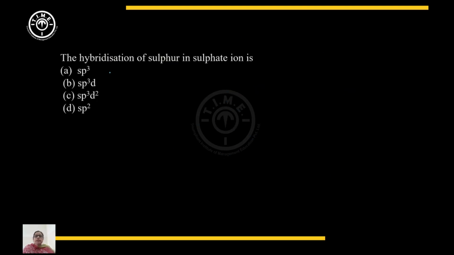Let us consider some questions based upon the hybridization. The hybridization of sulfur in sulfate ion, sulfate is SO4 2 minus. So we can apply the formula H is equal to 1 by 2. Valence electrons on sulfur is equal to 6 because it is a 6A group element, or group 16. Number of monovalent atoms is 0 and there is no cation, and here it is an anion and the charge is 2 minus, magnitude is 2. So this is equal to 4. 4 means it is sp3 hybridization. So the answer is option A.